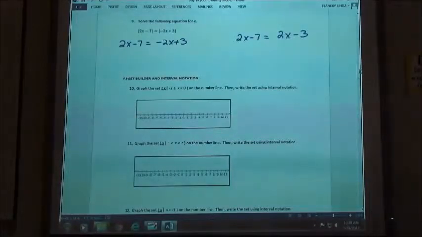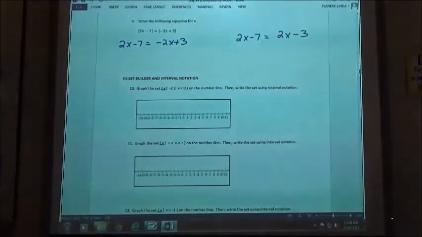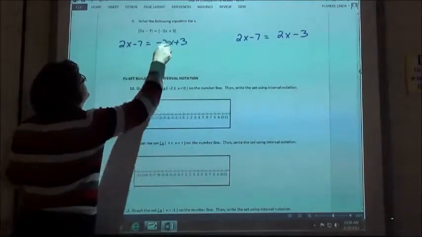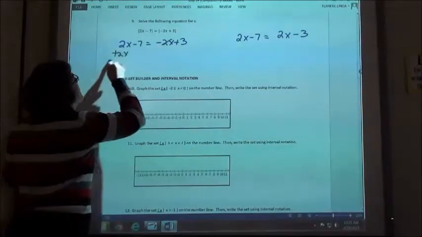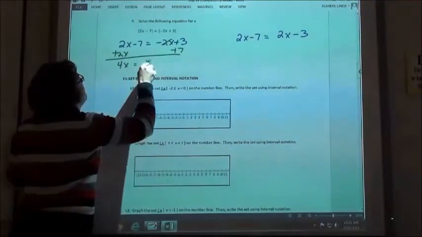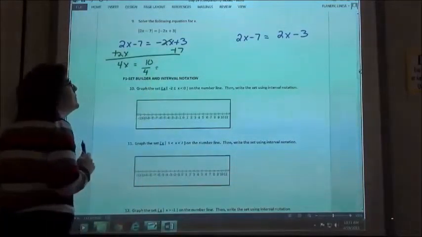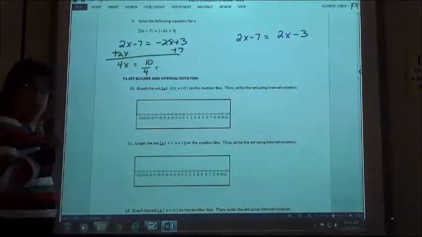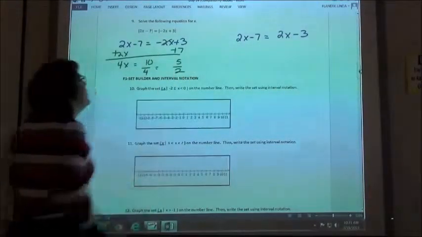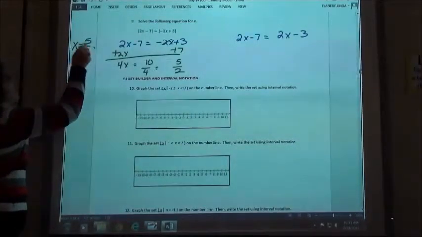All right, so solving the first one, what should we do? We are going to move 2x to plus 2x, which will be 4x. Negative 7 is going to be positive 7, which is going to be 10. And then you divide, which is going to be, x is going to be 10 fourths, which I can reduce to 5 over 2, yep. So x equals 5 halves.